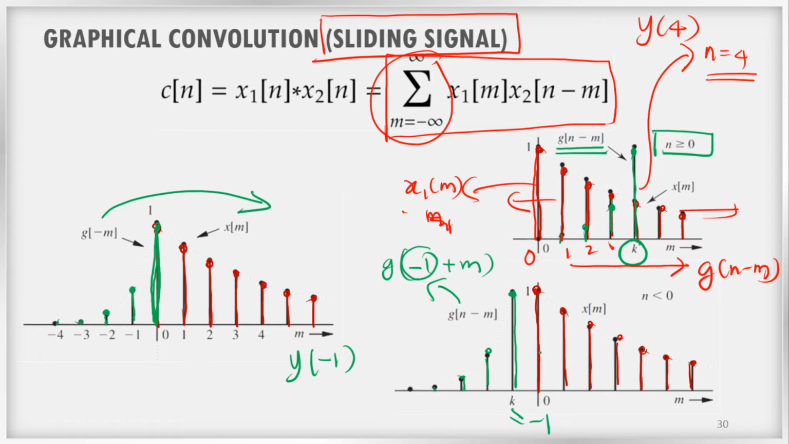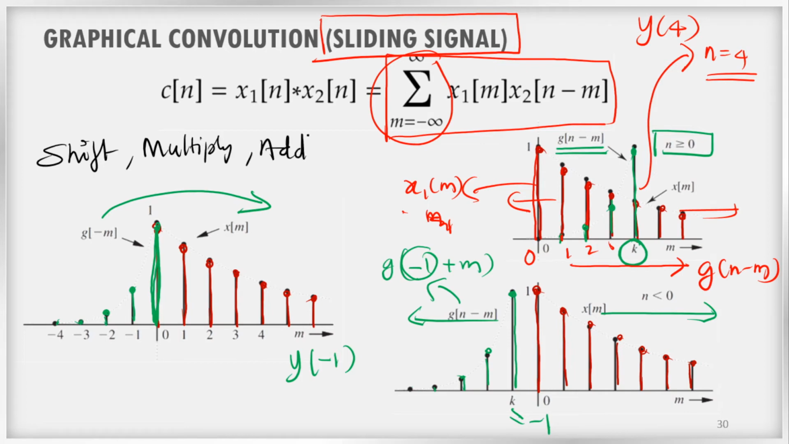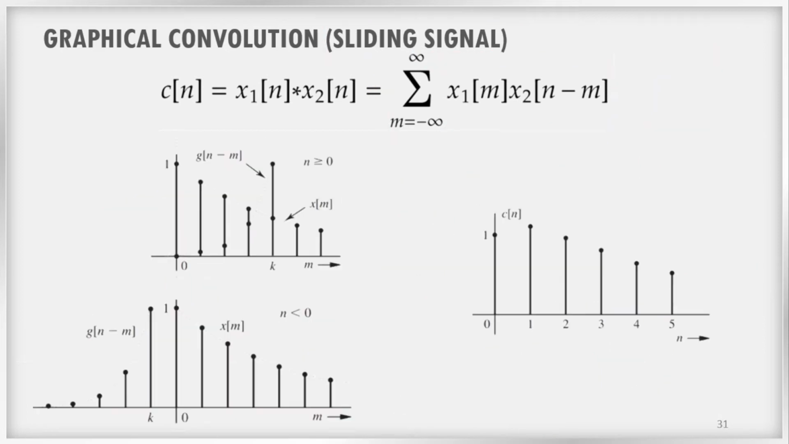So in a similar way, I can shift g of m to the right or left. Then at each position I will multiply the values and I will add them together. Multiply, add, shift, multiply, add, right? What is the operation that happens here? You have to keep in your mind: shift, multiply and add. So when I do this shift, multiply, add, I will get the output y of n. Right? So that is the basic idea.